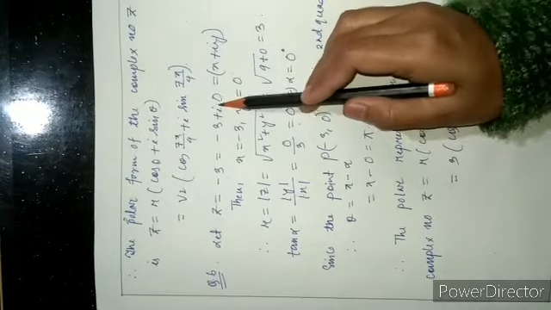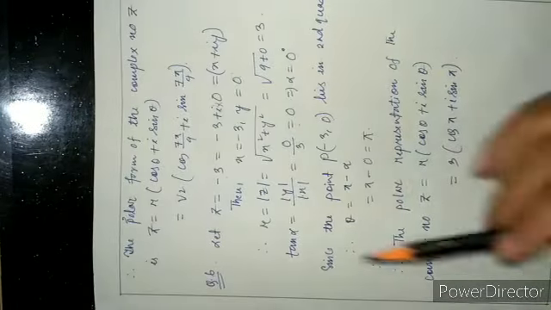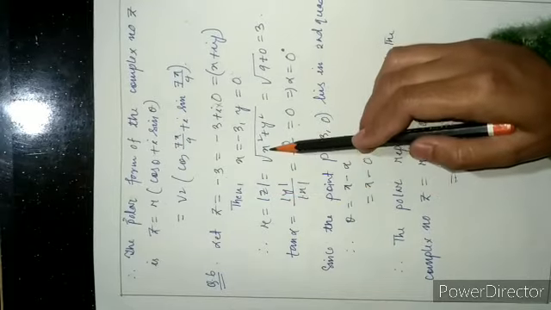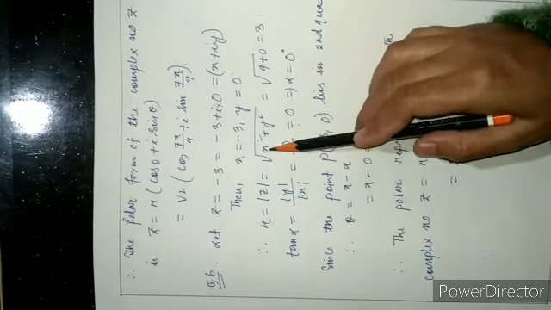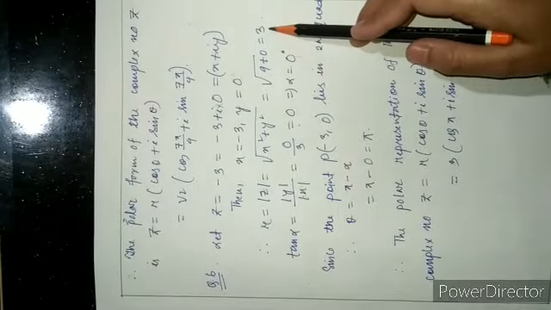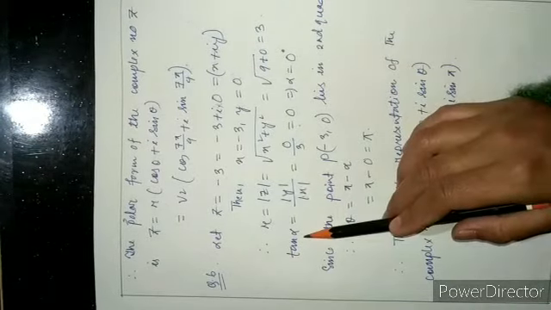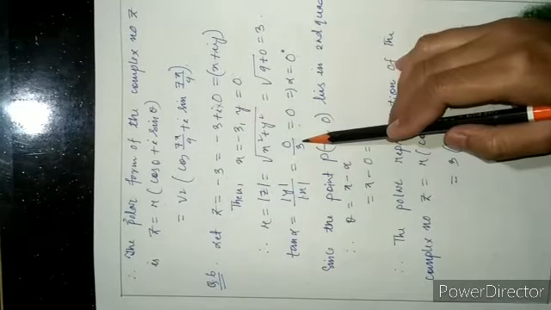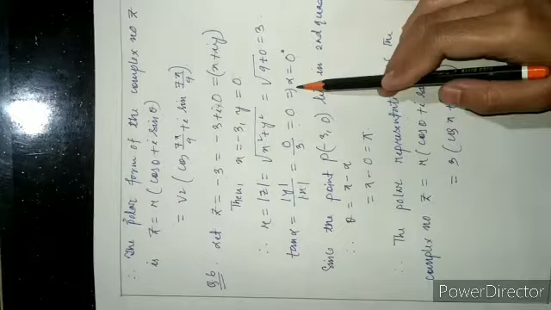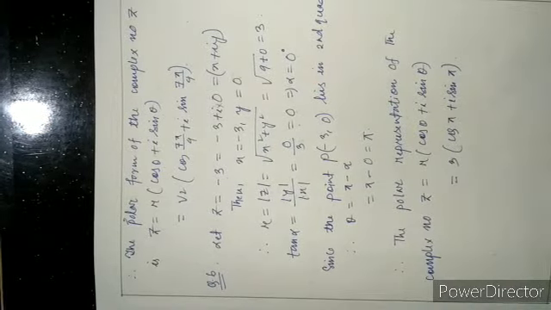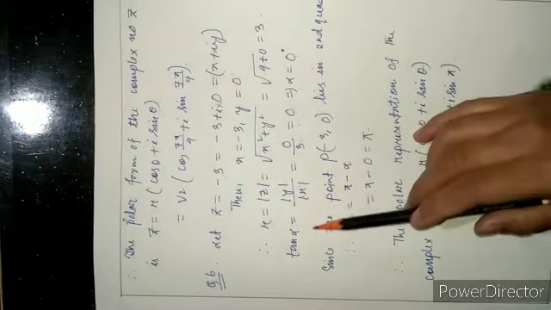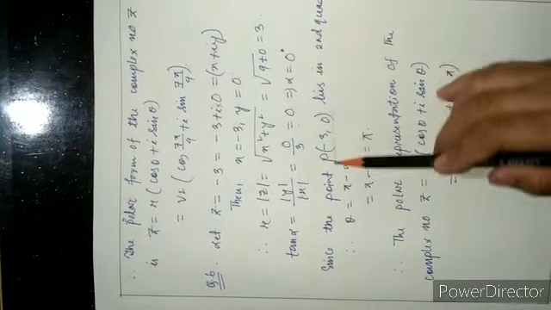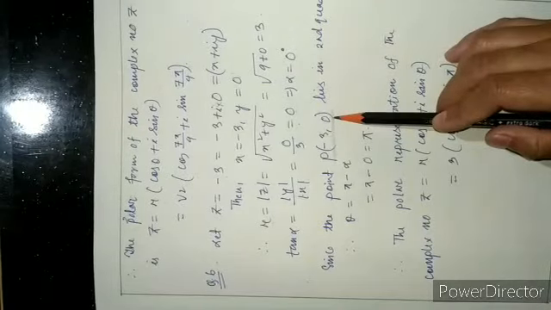Then find r. r is given by the modulus of z, which is given by root over x squared plus y squared. 3 squared is 9, plus 0, is root 9, which is 3. Then find tan alpha. Tan alpha is given by modulus of y divided by modulus of x. 0 by 3 is equal to 0, which implies that the value of alpha is equal to 0. Then check whether point P lies in the first quadrant or the second quadrant.